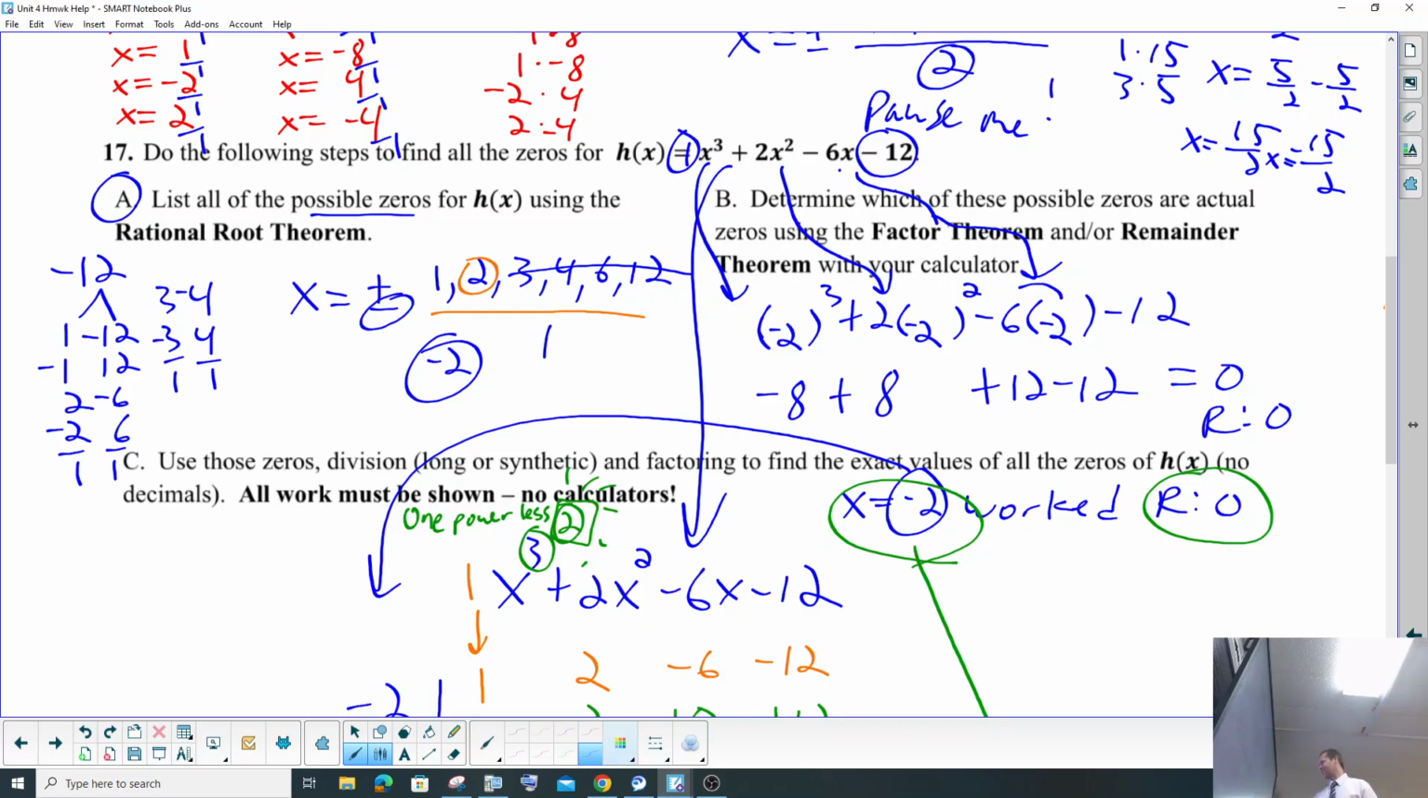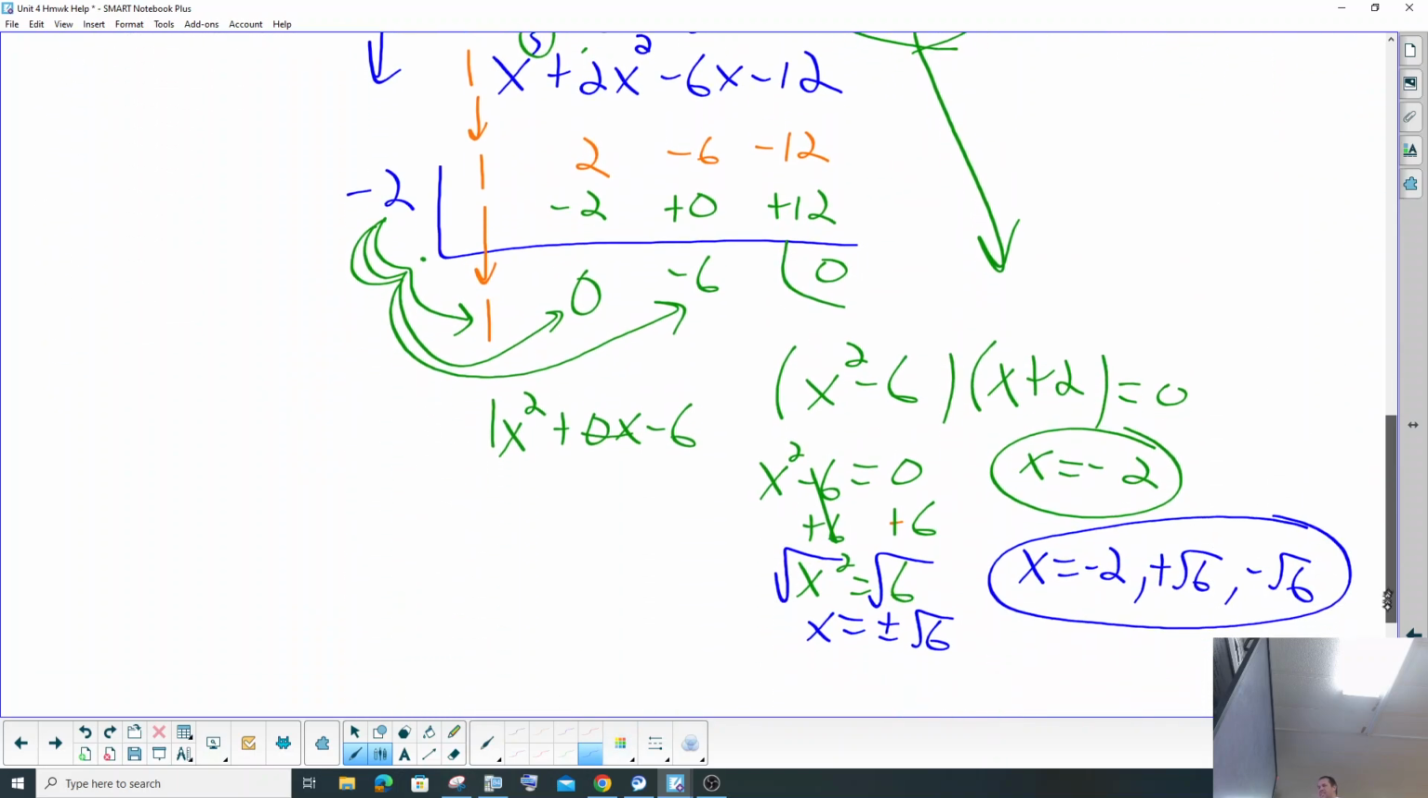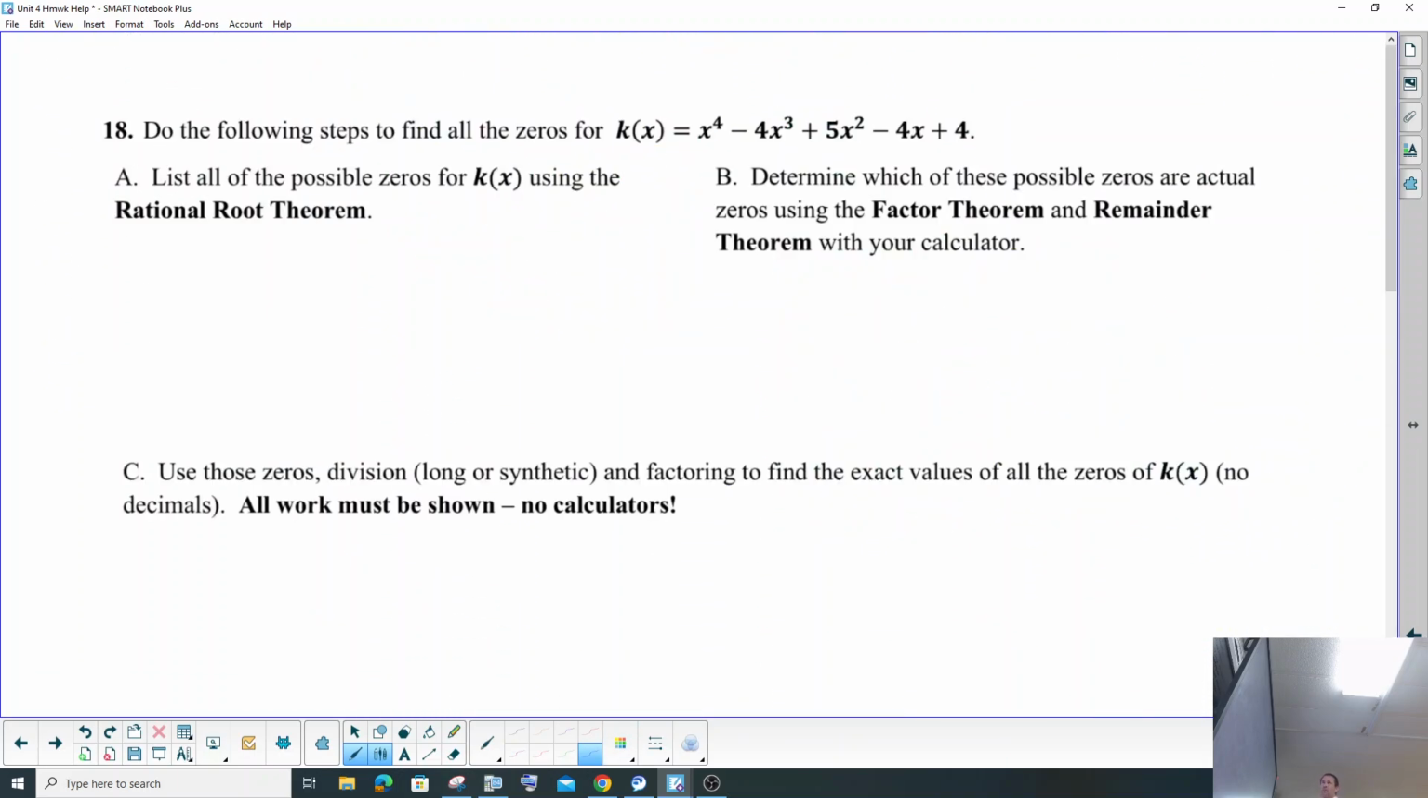So I'm going to pause and make sure I did that right. Yeah, we got it right. Excellent. So now let's jump over. You try number 18 next. Try number 18 and try number 19. Try them both on your own.